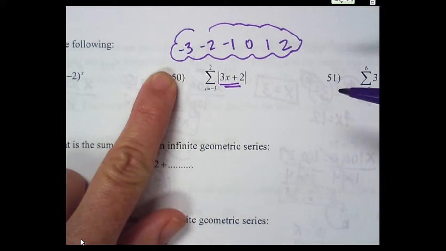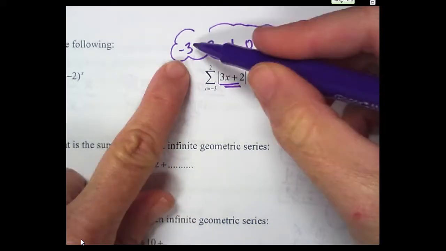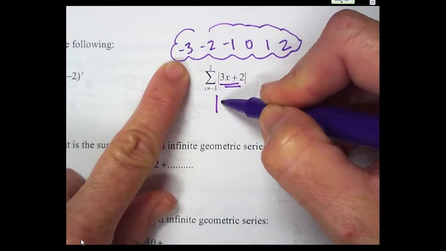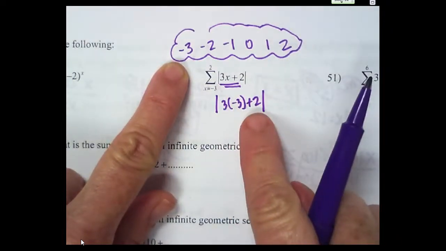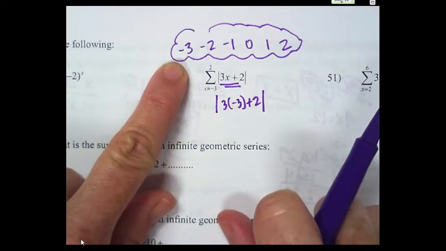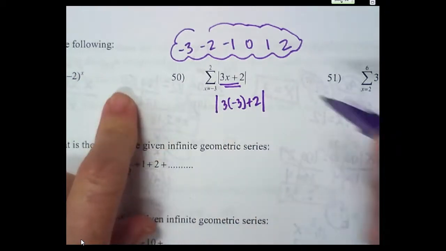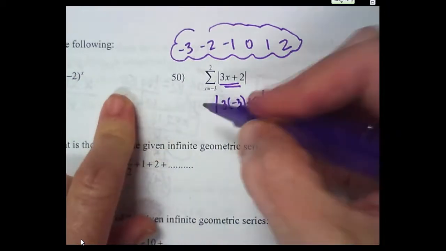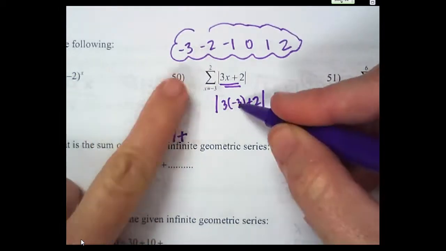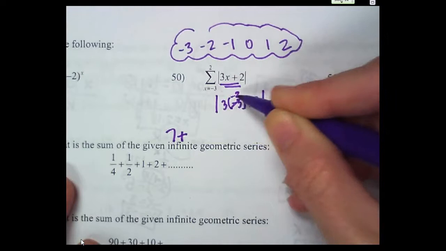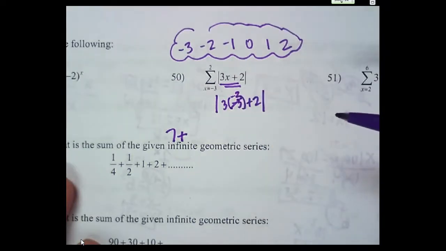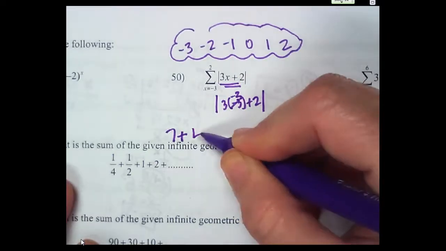So the first step is to plug in negative 3. Don't forget these little tricky absolute values. So 3 times negative 3 plus 2. That's negative 9 plus 2, which is negative 7, right? But because there's absolute value, we're just going to use 7. So 7 plus. Now you change the negative 3 to a negative 2. So negative 6 plus 2 is negative 4. But you want the absolute value, so you put 4.